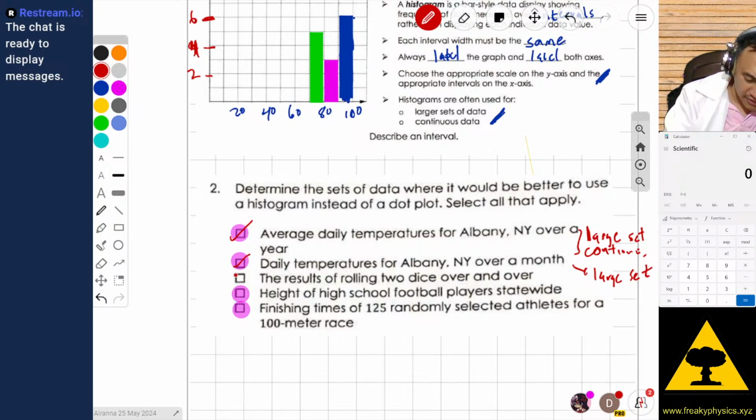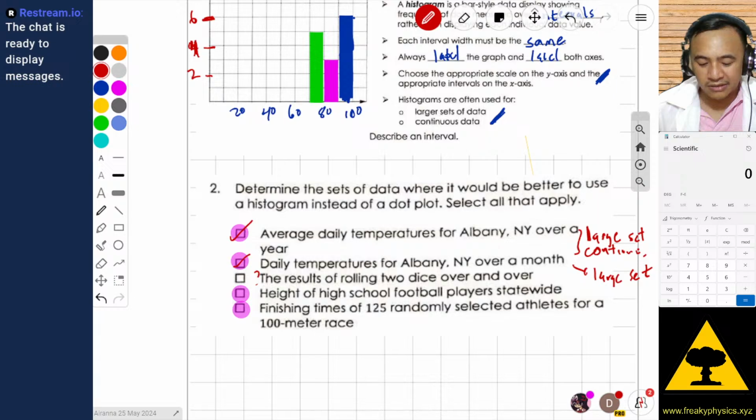This is a question mark because it doesn't say how many times you're going to roll the dice. Let's say you roll this like 1,000 times, then it would be better to do a histogram. But if you roll it only, let's say, 20 times, it would be better to do a dot plot.